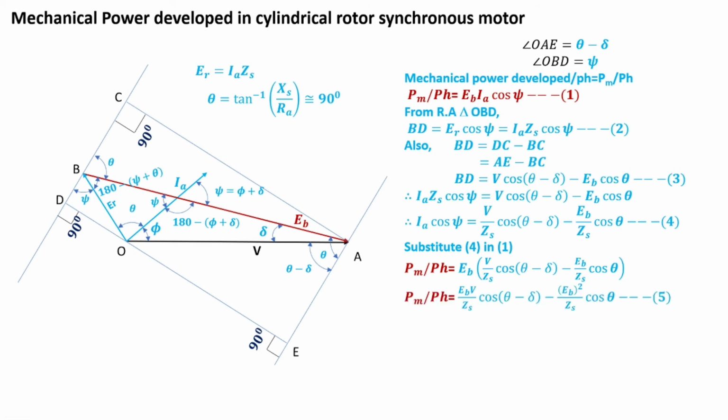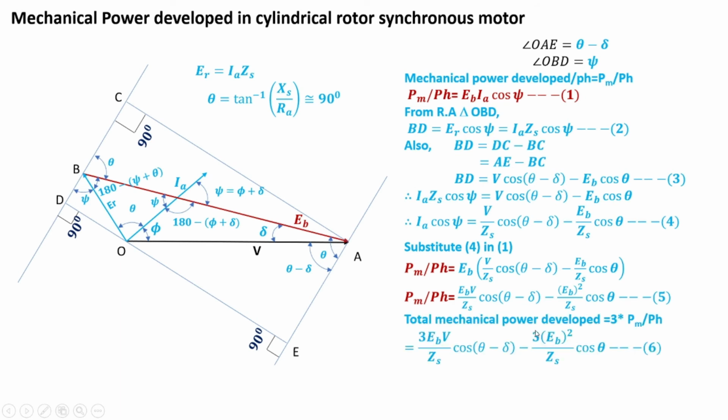Simplifying, we can obtain the expression as EB V by ZS cos theta minus delta minus EB square by ZS cos theta. So total power developed in synchronous machine is 3 into PM per phase. So the final expression for 3-phase cylindrical rotor synchronous machine is obtained as 3 EB V by ZS cos theta minus delta minus 3 EB square by ZS cos theta.